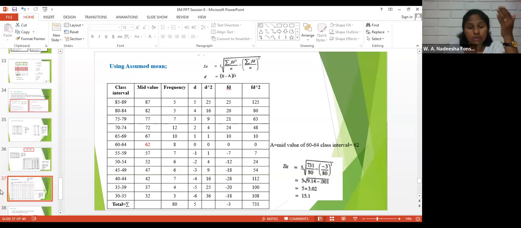Then if the mid class intervals are there, you have to go for deviation: assumed mean value and the deviation values. Then when you find d values, you have to square them according to this equation, d squared. Then find fd values, fd squared values and substitute them.